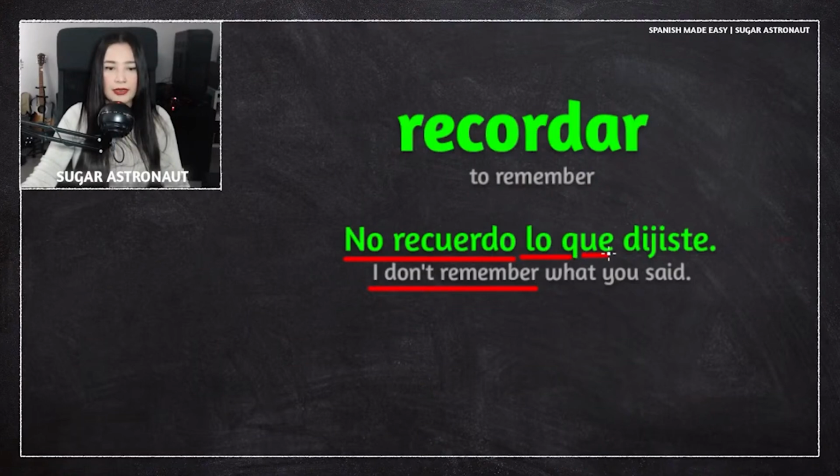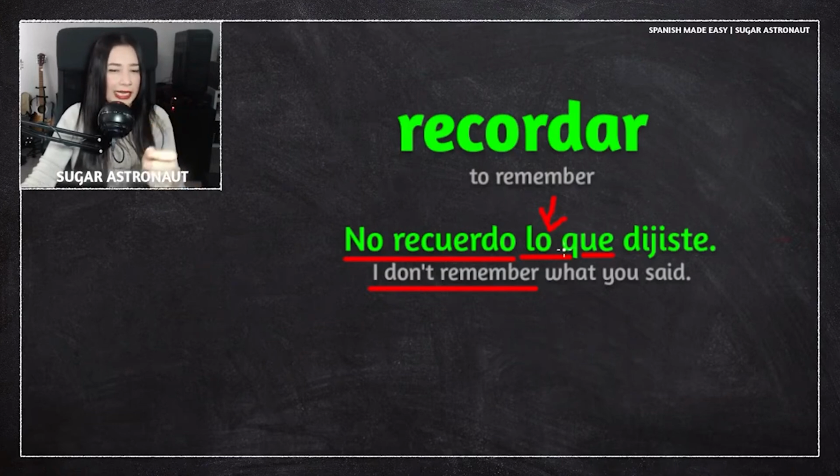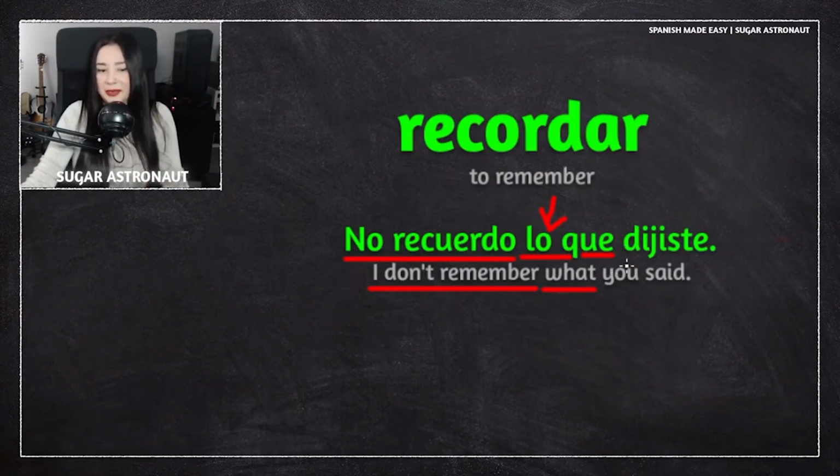Lo que, we're using lo because we're talking about something vague. We don't know what it is. Lo is like saying in this situation it, but in English people say what. In this situation it will be similar to what.